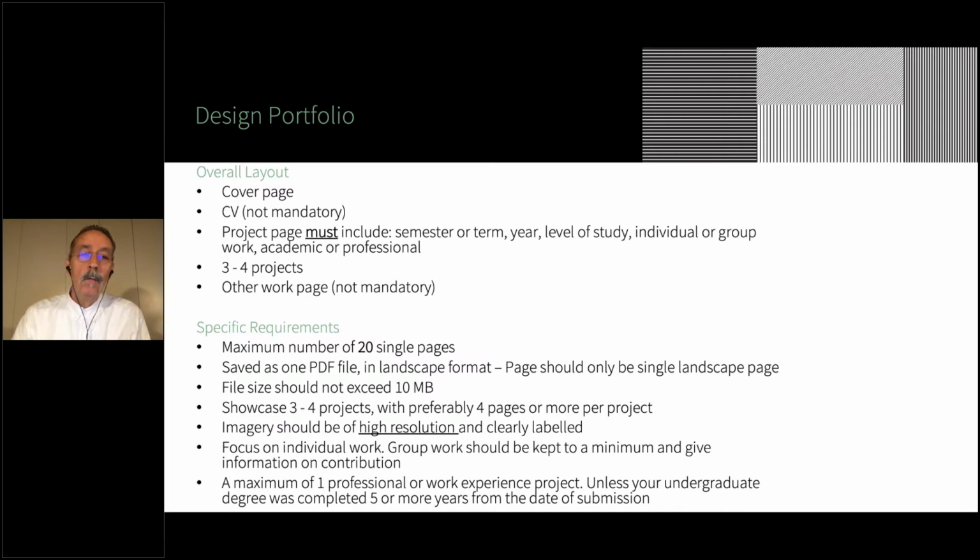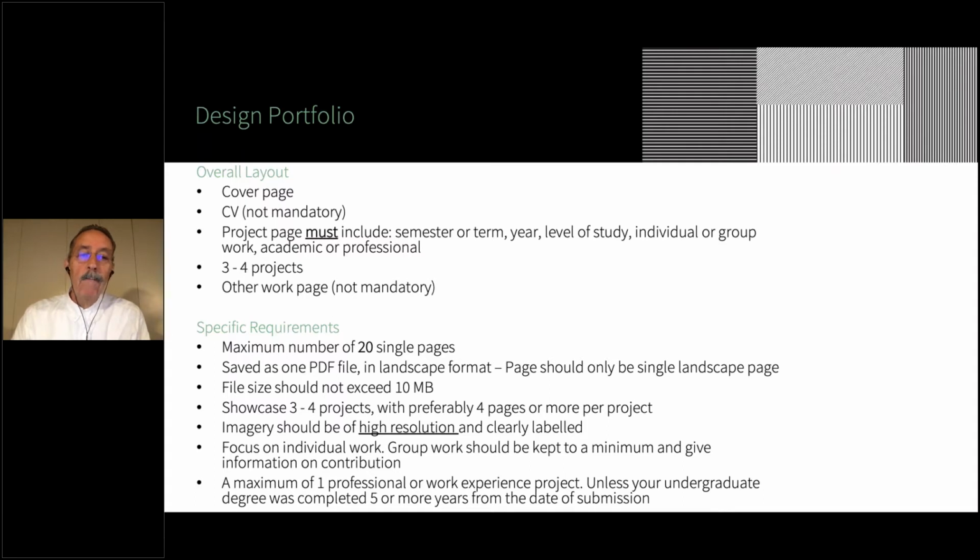Again, you should show 3 or 4 projects, and that gives you about 4 pages or so per project. The images should be very high resolution and clearly labeled with captions and attributions to when they were done and such. We really want you to focus on individual work. It may well be that some of your projects were done as part of a group. That's understandable, but at the same time, we need to understand what you have done. With group work, there's always a question of who really did the work and what component of it was done. So we need information on that.